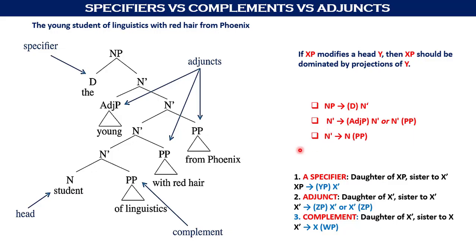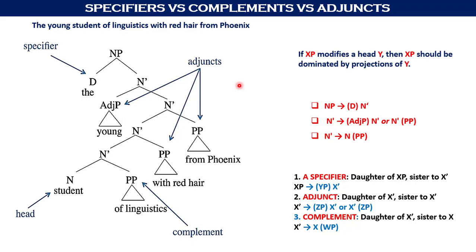So that's it. That's the meaning of specifiers, complements, and adjuncts based on their relationship with the projections of the phrase. If we say the projections of a phrase, the noun phrase is the maximal projection, and the student, which is the head of the noun, is the minimal projection. All the bar levels are projections of the noun phrase. So that is the relationship between specifiers, adjuncts, and complements to the projections of a phrase.